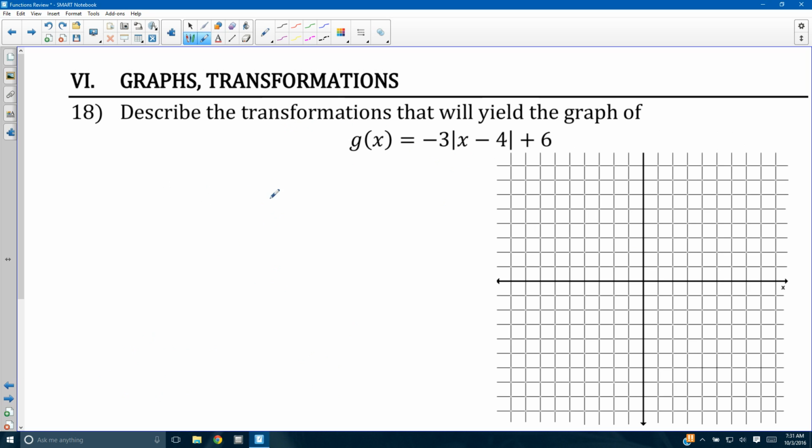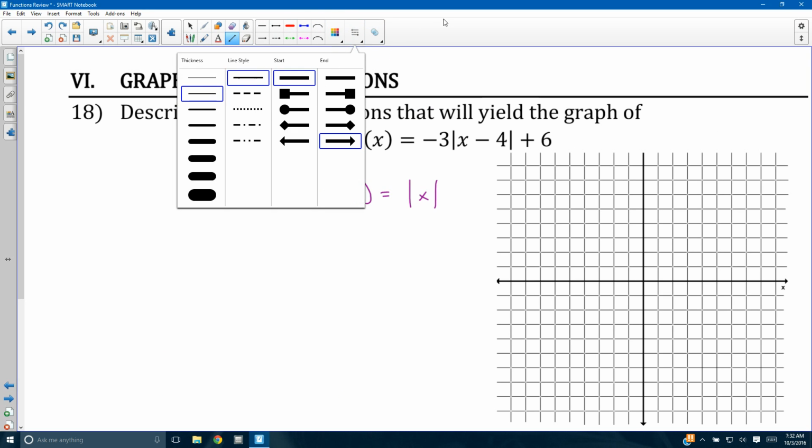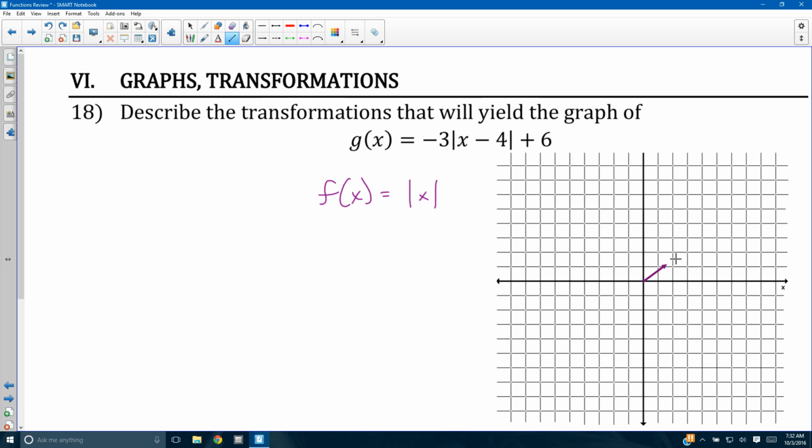Number 18, describe the transformations that will yield the graph of g of x equals negative 3 times the absolute value of x minus 4, plus 6. So first thing is I'm going to just go ahead and give you the parent graph here. F of x equals the absolute value of x, just to indicate we're doing our transformations based on this. Okay, based on this one right here, what different transformations take place.